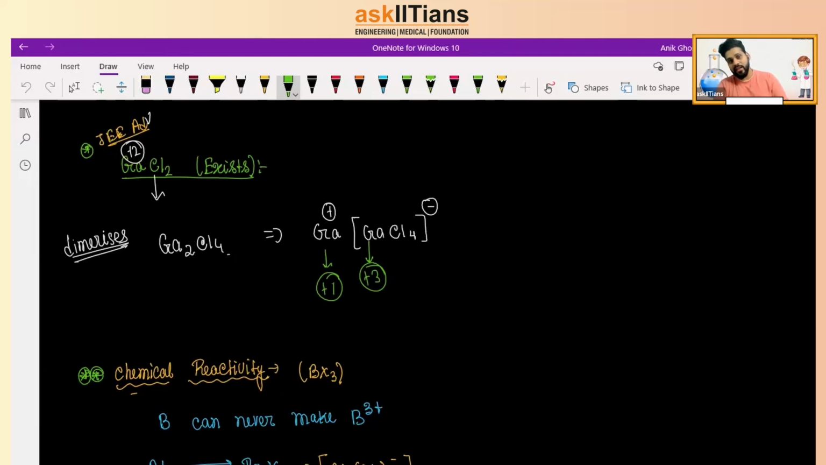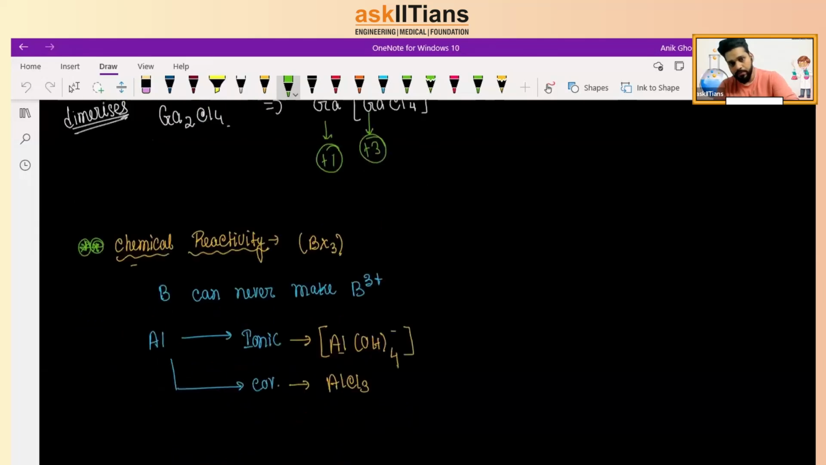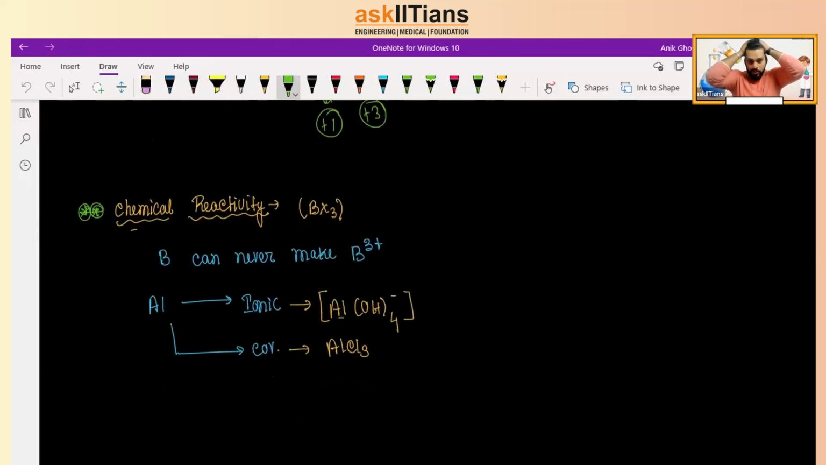This is the question that they ask in JEE Advanced, not in this straightforward manner. There was some sort of complexity in it, but you need to know these basics in order to solve the question. Now let's talk about the chemical properties of boron. I think I told you already that it shows some anomalous properties. Like you can see that boron can never make B3+ because it can never donate all the 3 electrons.